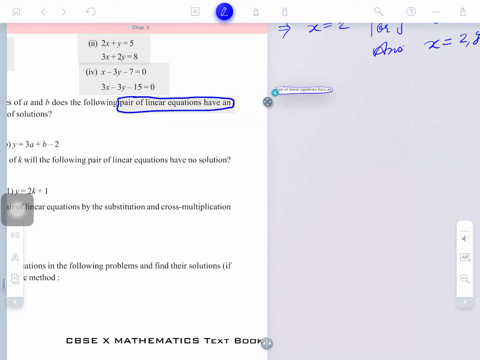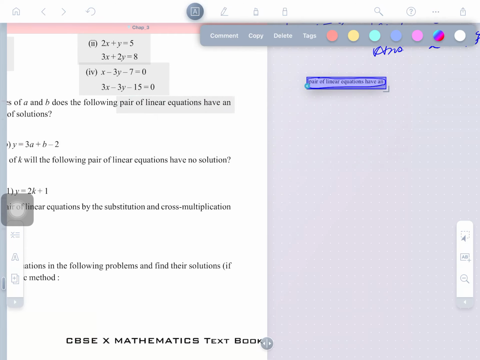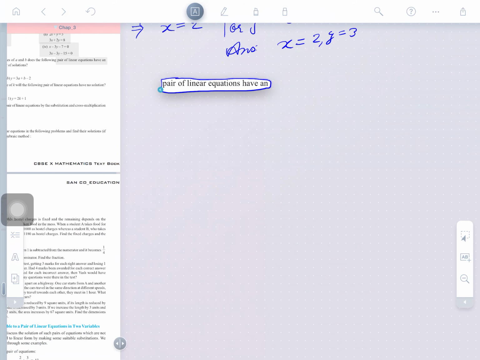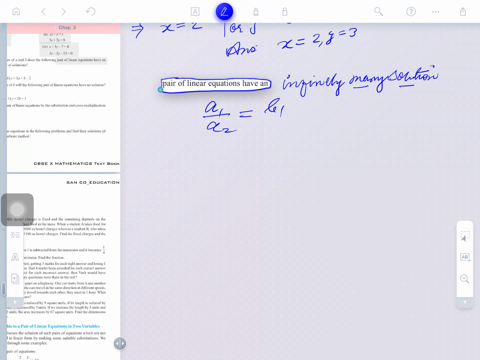Is this clear guys? Pair of equations have, what does this have? The pair of equations has infinitely many solutions. Is that clear now? If they have infinitely many solutions, then what is the condition for infinity? A1 by A2 equals B1 by B2 equals C1 by C2. This is for infinitely many solutions.